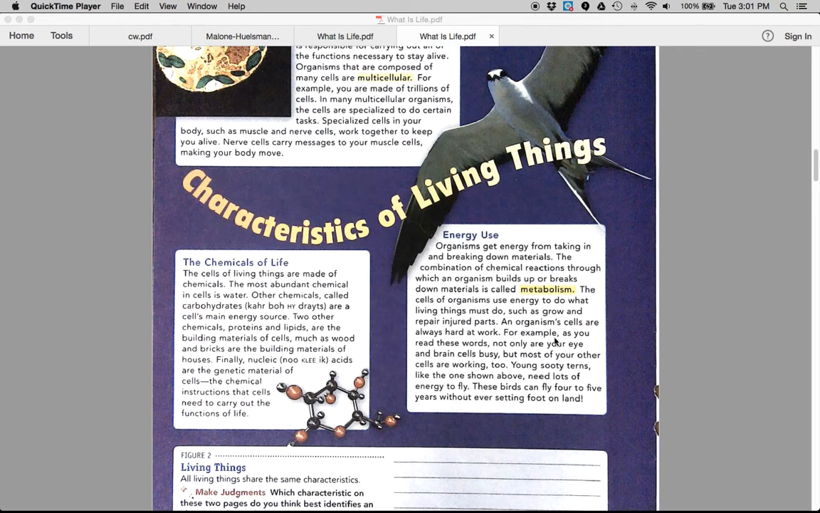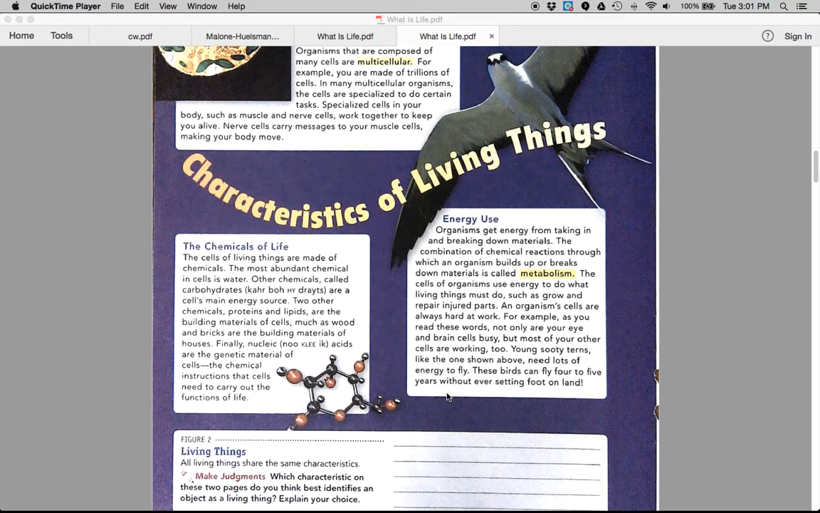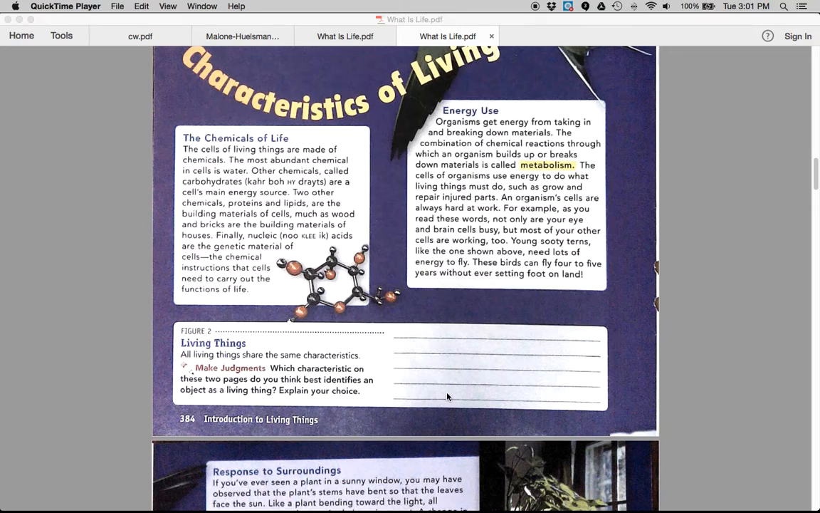Young sooty terns, these birds up here, like the ones shown above, need lots of energy to fly. These birds can fly 4 to 5 years without ever setting foot on land. It's amazing.